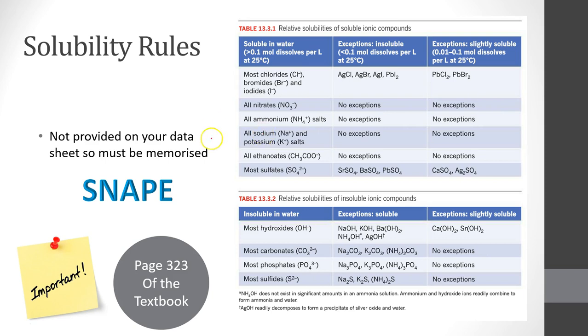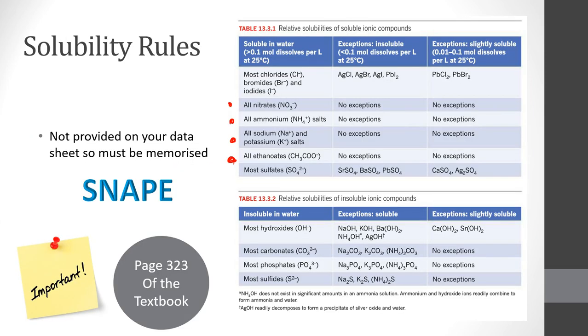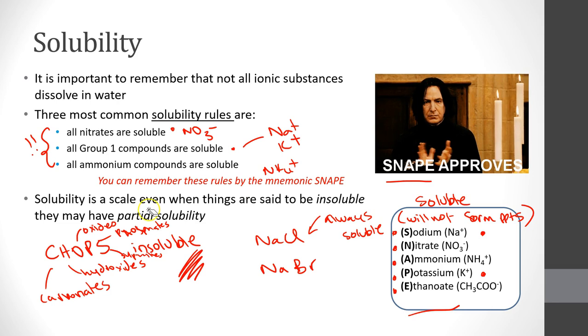So if we have a look here, we can see all nitrates, ammonium, sodium and potassium, and ethanoates, that's our E for our SNAP. Okay, ethanoate, CH3COO minus. These are always soluble. Most sulfates, and this is where I always get this one wrong, because the S in CHOPS is not sulfates, it's sulfides. Don't make the same mistake I do.